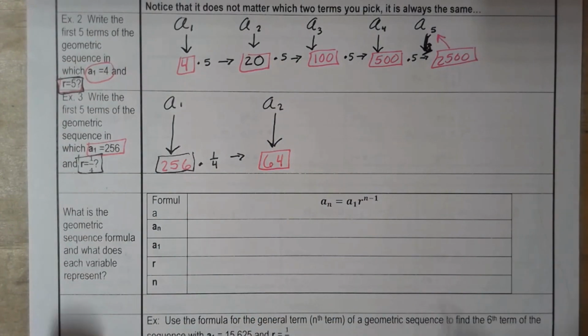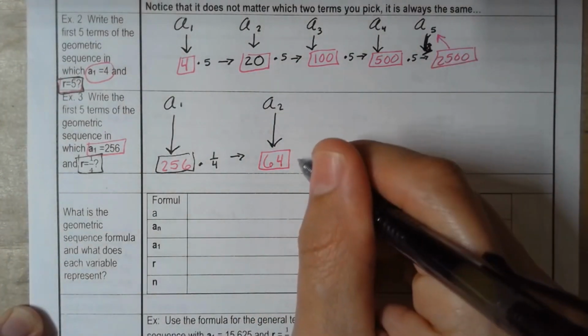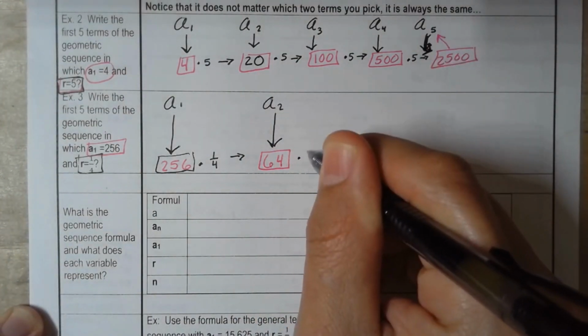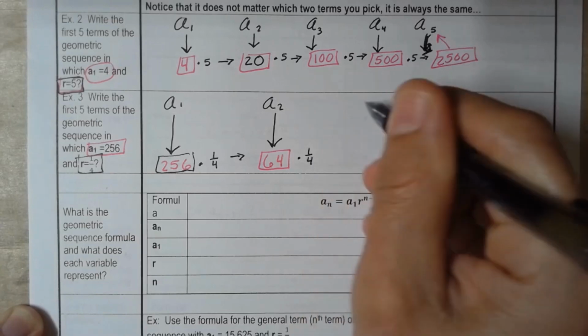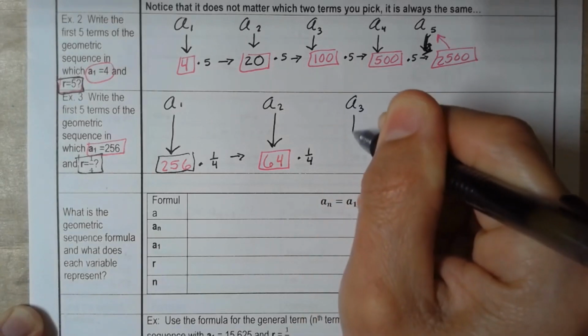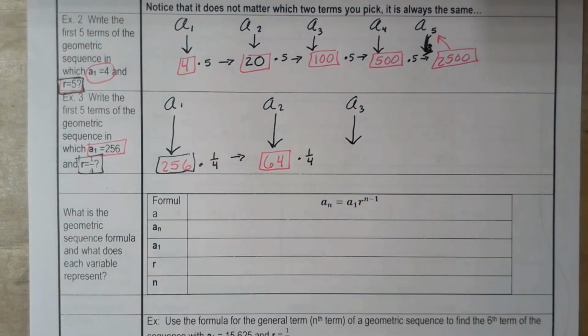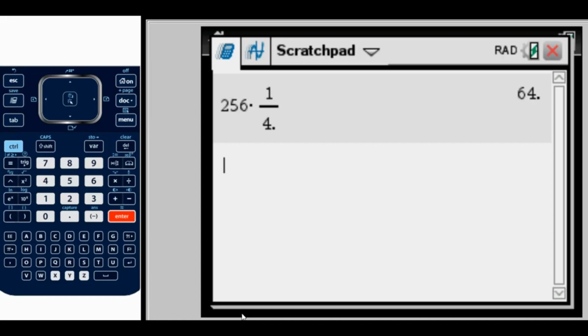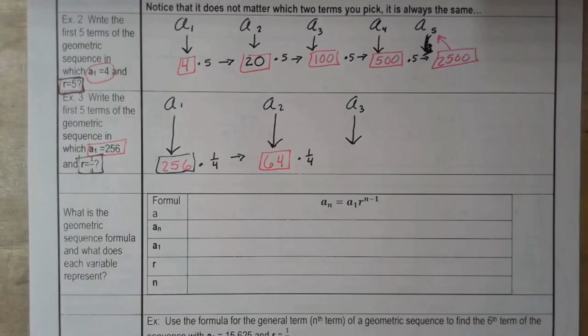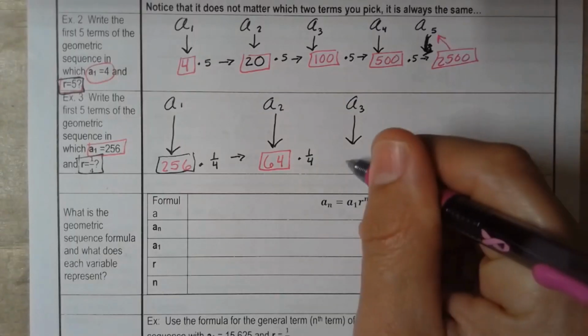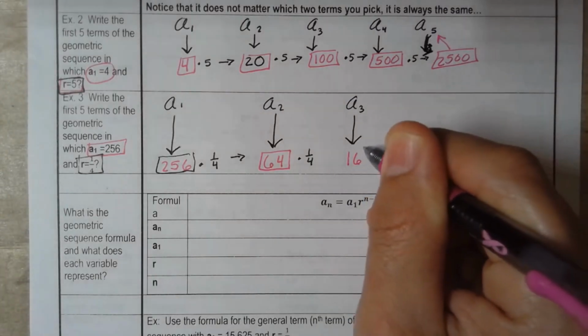Okay, well, now let's go to a sub 3. So we're going to multiply it by the common ratio again so that we can get a sub 3. I'm going to go back to my calculator and put that in. Alright, if I do 64 times 1/4, it gives me 16. So I'm going to write that number down. So it's now 16.